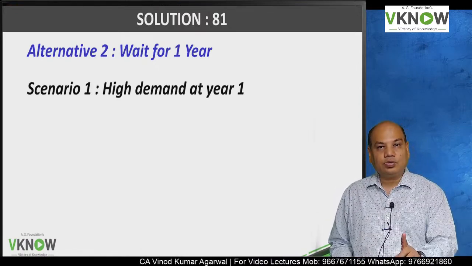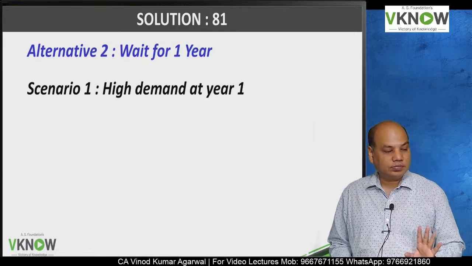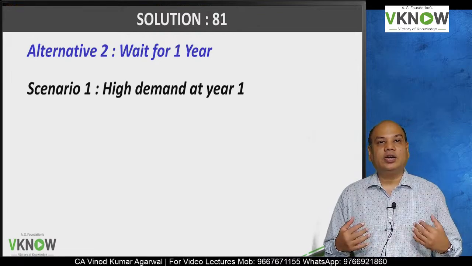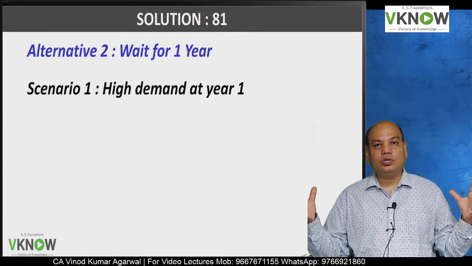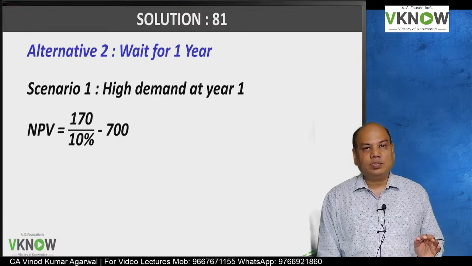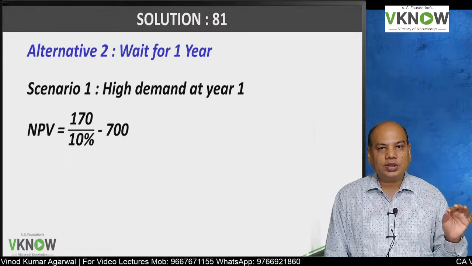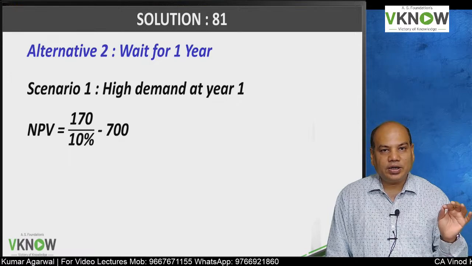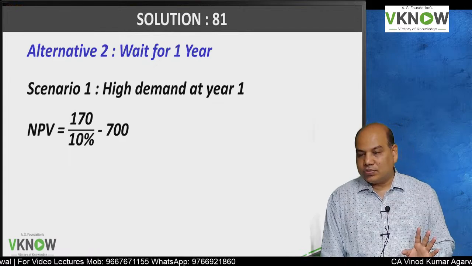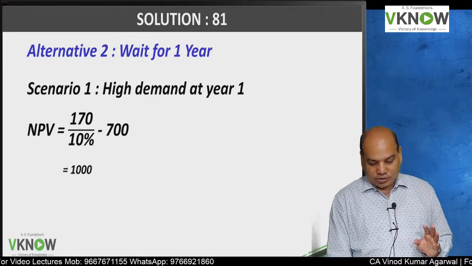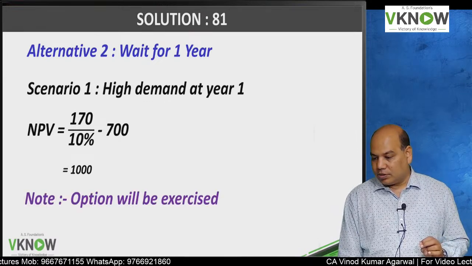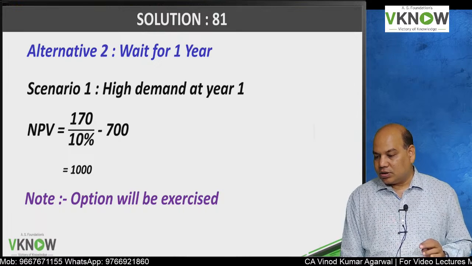Write down scenario 1. High demand at the end of year 1. We find that the demand for the product is going to be high. If the demand is going to be high, my NPV will be equal to annual cash flow 170 per annum divided by 10% will give you PV of perpetuity, minus investment will be 700. So write down answer is 1000.